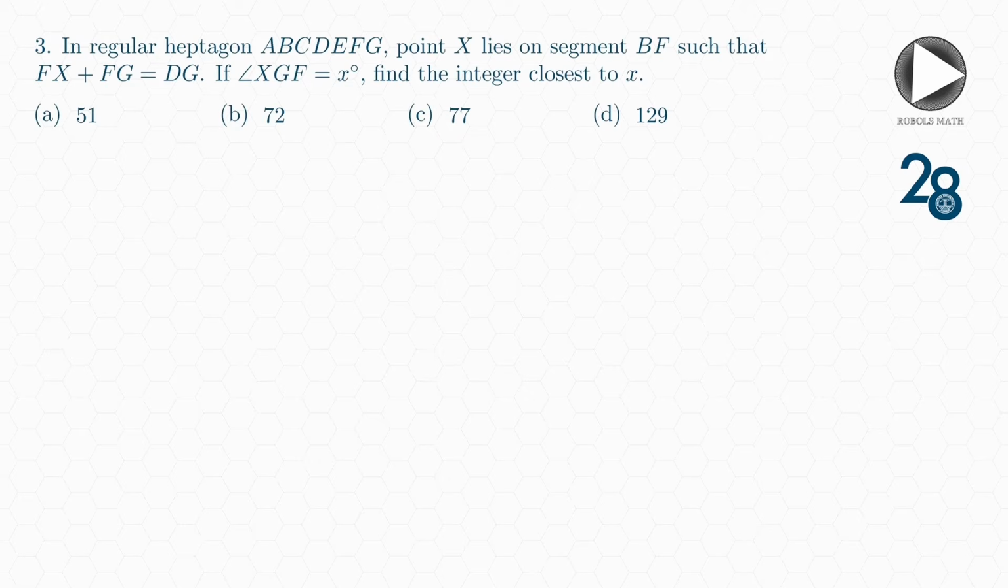We are given a regular heptagon ABCDEFG, where point X lies on segment BF such that FX plus FG is equal to DG. The measure of angle XGF is x degrees. We are asked to find the integer closest to x.